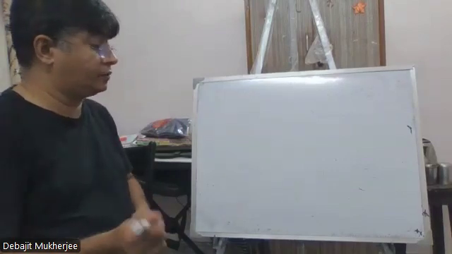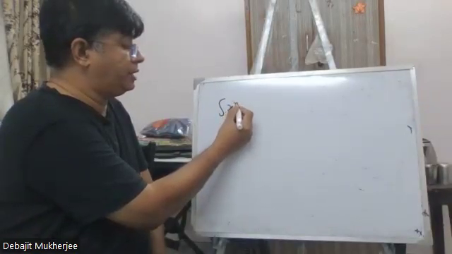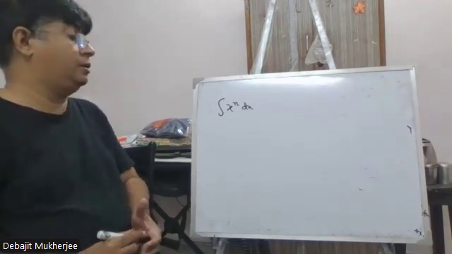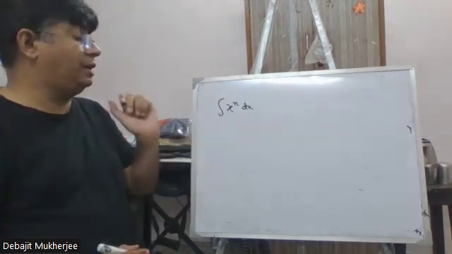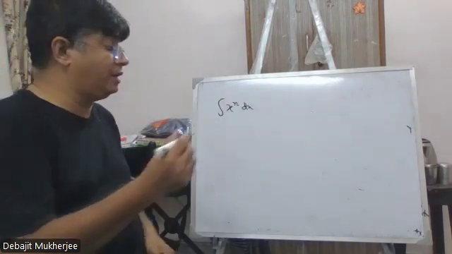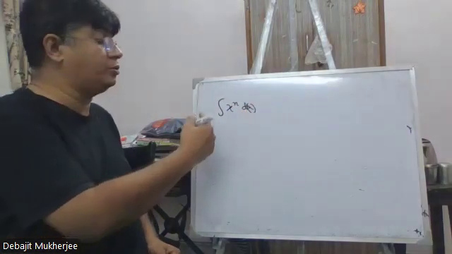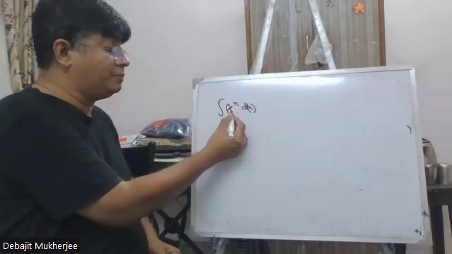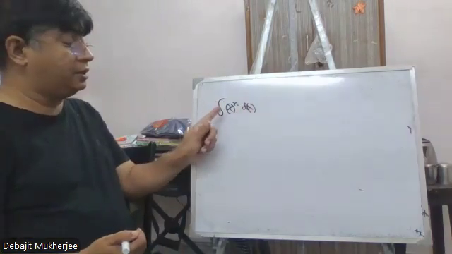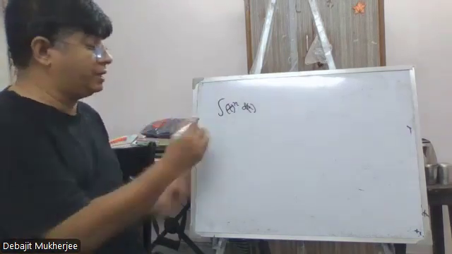Now, suppose you have x to the power n dx, but n cannot be negative. You will be allowed to integrate. Why? Because here the variable with respect to which you are integrating and the variable of the integrand are the same. x to the power n is being integrated with respect to x. Okay, no problem. You can directly write.